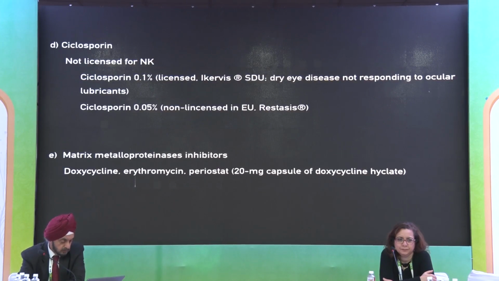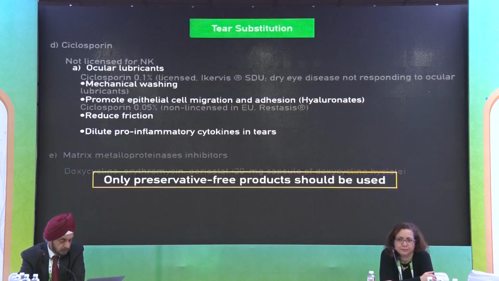Cyclosporin is not licensed for neurotrophic keratopathy, but it has been used in dry eye and other ocular surface inflammatory conditions, and it has been shown to be effective. So in neurotrophic keratopathy also we can use it. And matrix metalloproteinase inhibitors to prevent stromal melt, again like doxycycline and erythromycin, are advised.